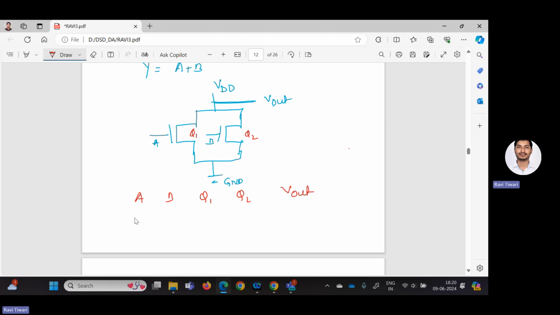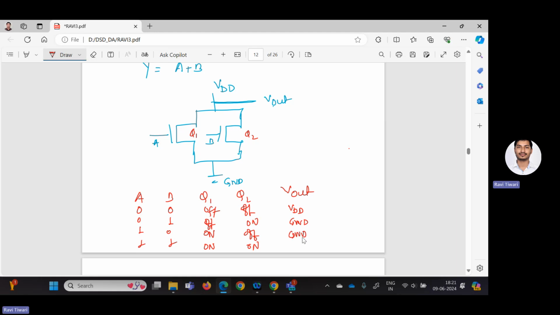As we are having two inputs, 4 possible combinations will be there like 0 0, 0 1, 1 0, 1 1. And as you know, this will be off because in NMOS, if you are providing 0 as an input, it will be off. Off off, off on, on off, on on. If both are off, then V out will be connected to the VDD because both are off. If either of the NMOS is on, then V out will have a path to ground and it will be GND.